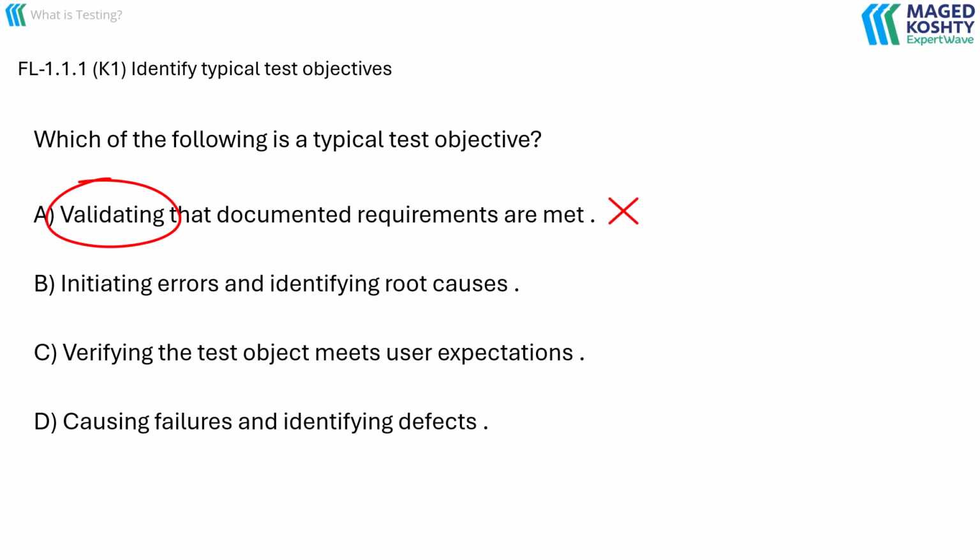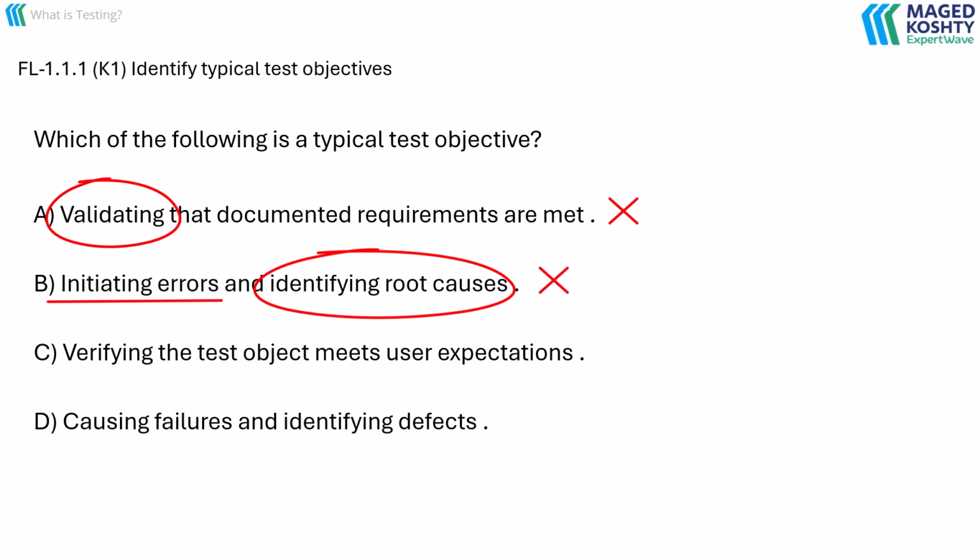Option B, initiating errors and identifying root causes. Testing doesn't initiate errors. Dynamic testing tries to identify failures, while static testing tries to identify defects. Plus, no one initiates errors. Errors are made by humans unintentionally. On the other hand, identifying root causes is part of debugging and not testing.